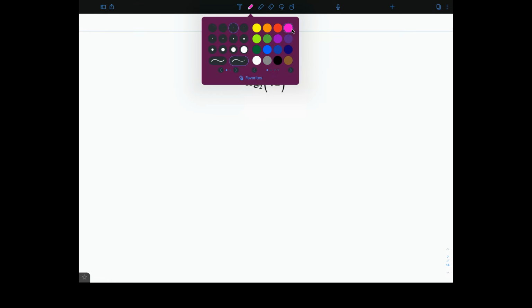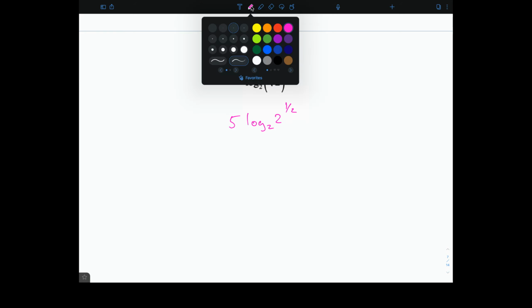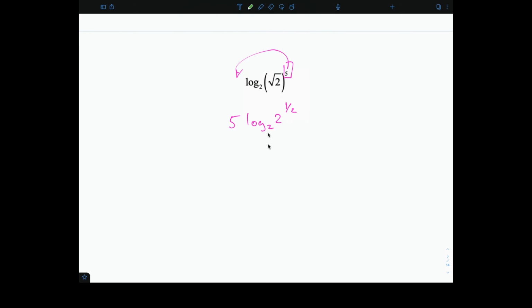So here they want us to put, I'm going to do it the way they want us to do it, put the 5 in front. So log base, now the square root we know is raised to the 1/2. And again, like we said from before, the 2's match up, so this is just 1/2 times 5, which is 5 over 2.